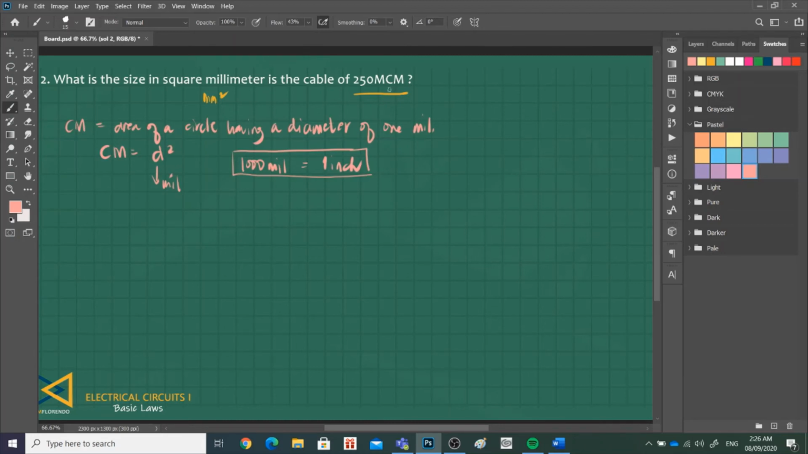Yung MCM, parang abbreviation lang niya, like kilo, etc. So, that is 1,000 circular mil. So, ang given natin ay yung ating circular mil area is 250 mcm. Convert na lang natin. So, that is equivalent to, okay, mcm is 1,000, 250,000 circular mil.